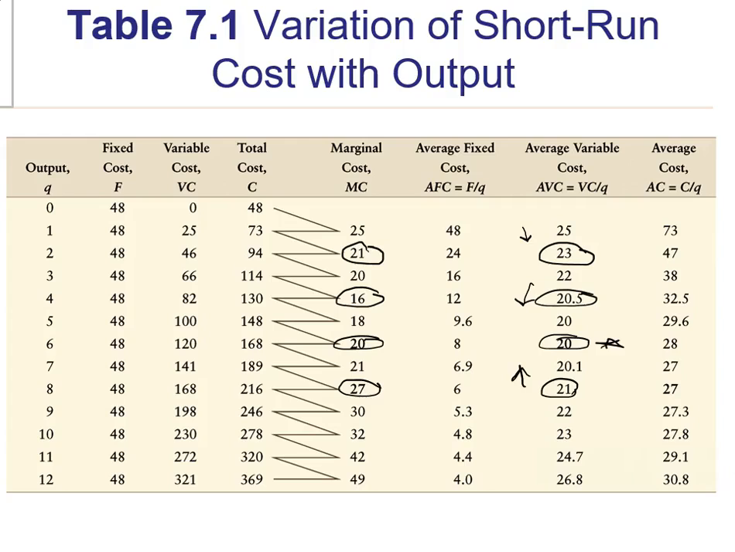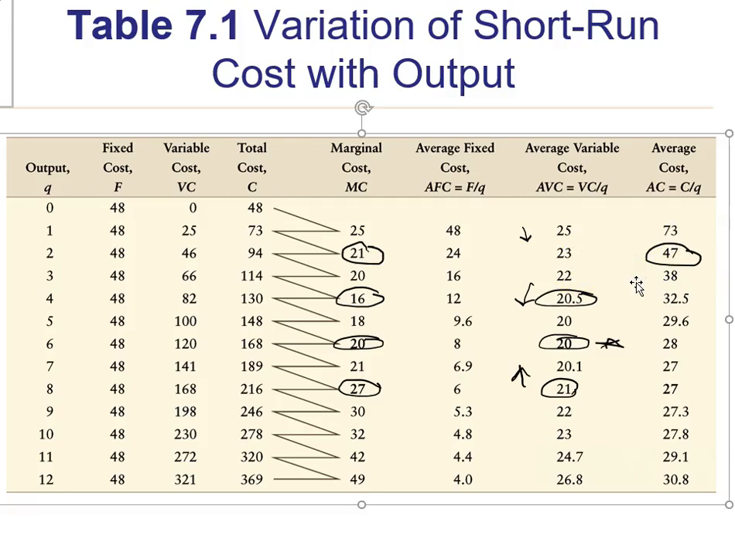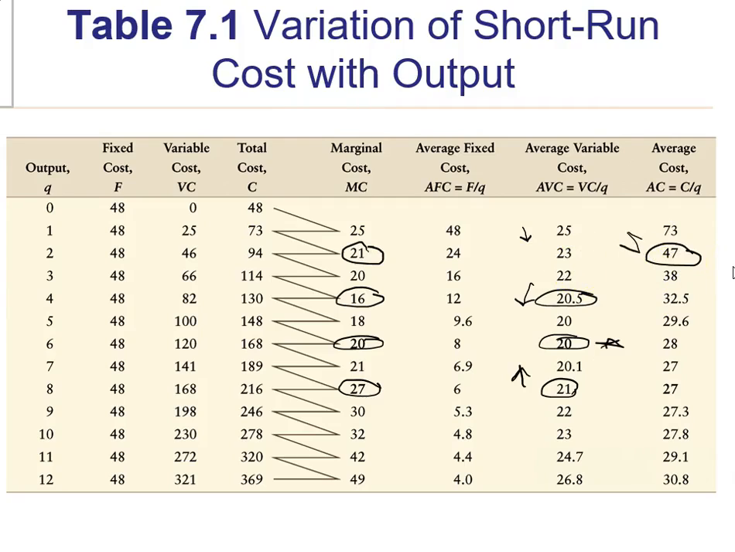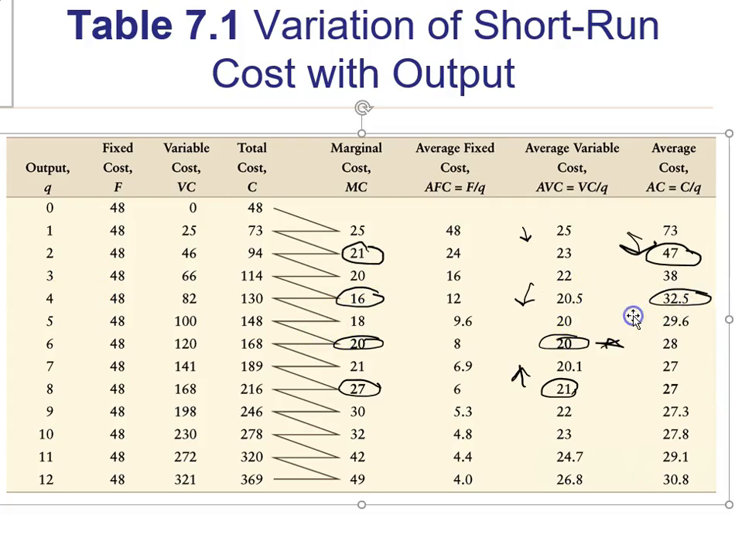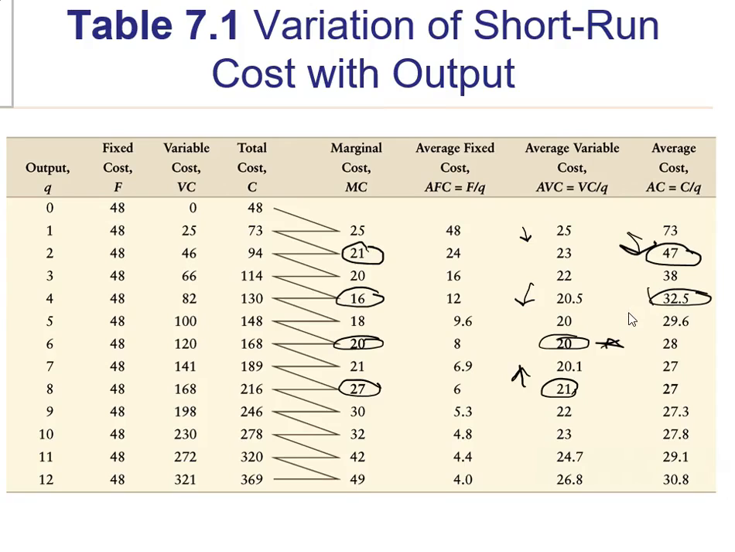A similar analysis can be done for average total cost and marginal cost. If marginal cost is below it, like it is initially, 21 is less than 47. So that's going to cause your average total cost to drop. And when we're producing 4 units of output, marginal cost is 16. What's average total cost? Well, it's 32. Once again, marginal is smaller than average. Average is going to drop, continue to drop.